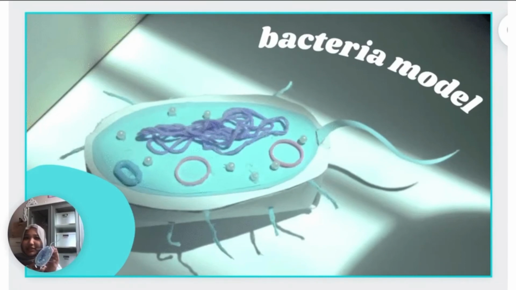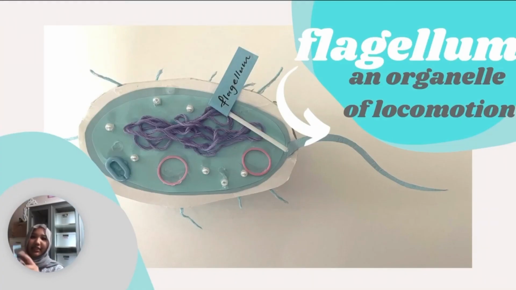Hi everyone, today I'll be talking about the bacteria model that I've made and labeled. The first thing I'll explain is the flagellum, which is the tail-like structure of the bacteria, and it's an organelle of locomotion, which means that it helps the bacteria move towards stimuli.